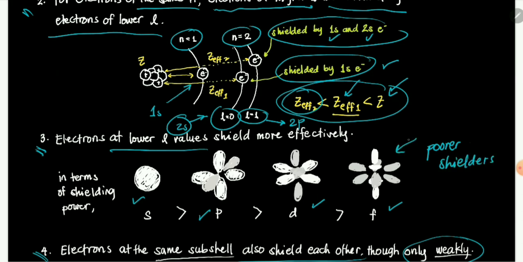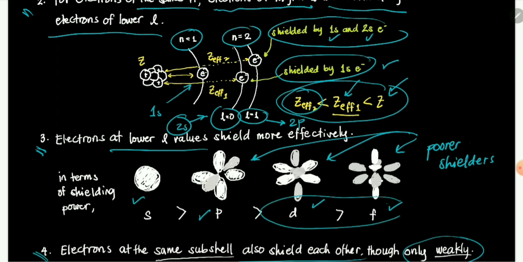Okay? So, yung F, tsaka yung D, tsaka yung P, they are poorer shielders. So, mas effective na shielder yung S. So, mas effective mag-shield ang P kaysa sa D, and the D is a more effective shielder than F. Pero yung dalawang to actually ay poor shielders na. Makikita natin ito sa mga effects niya sa periodic table of elements.